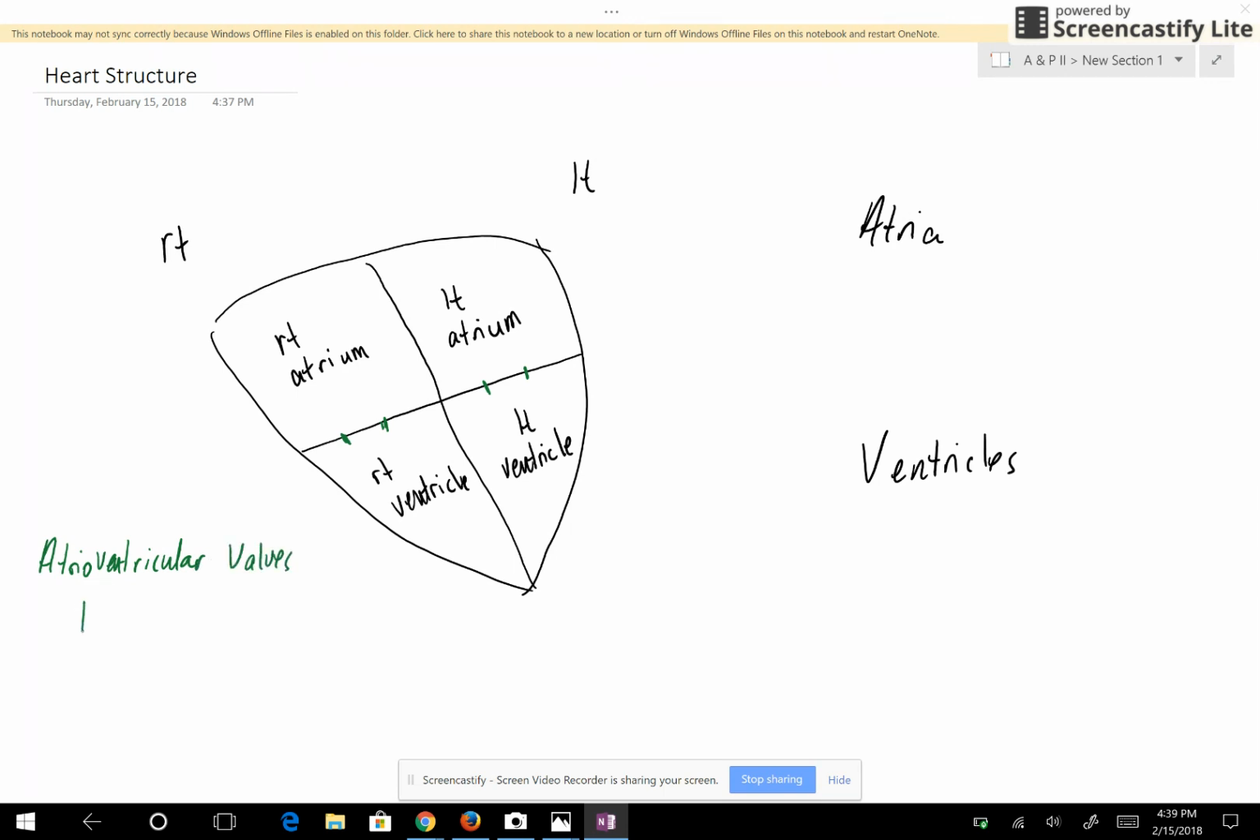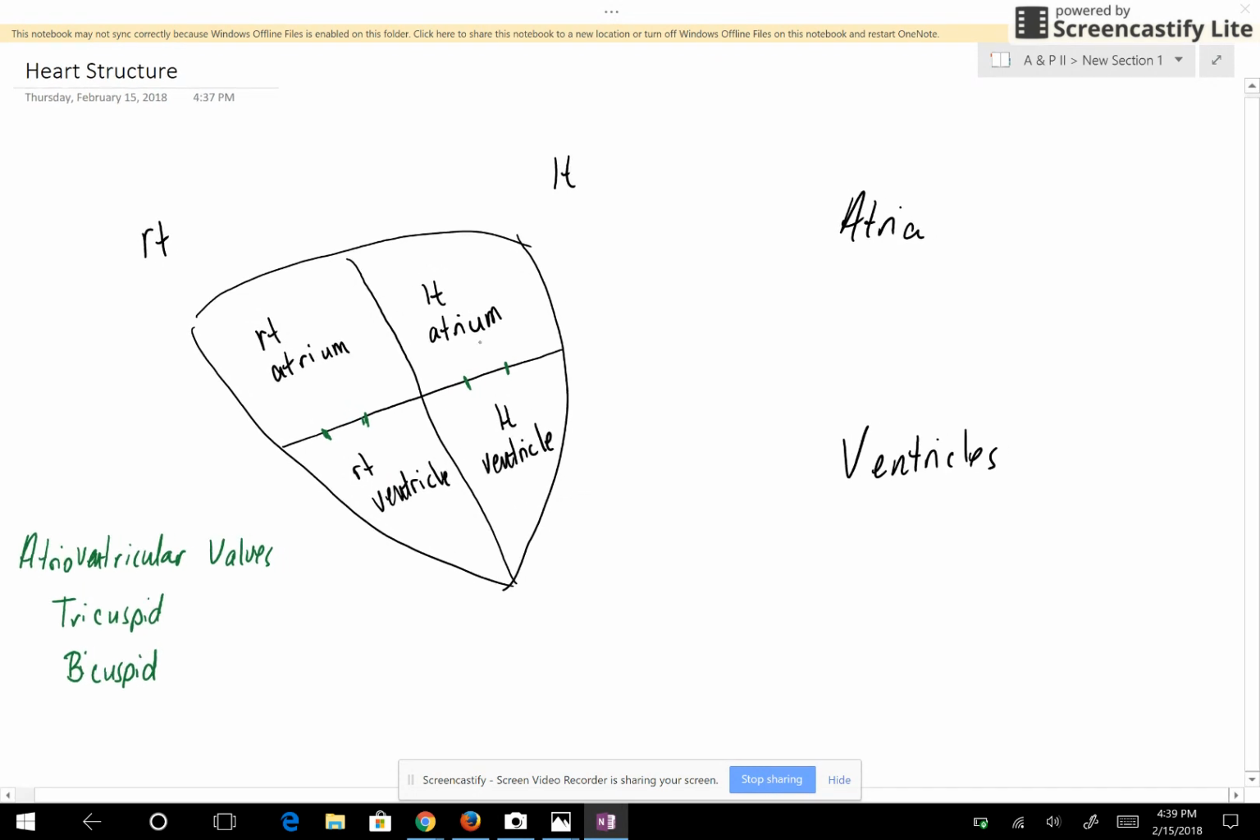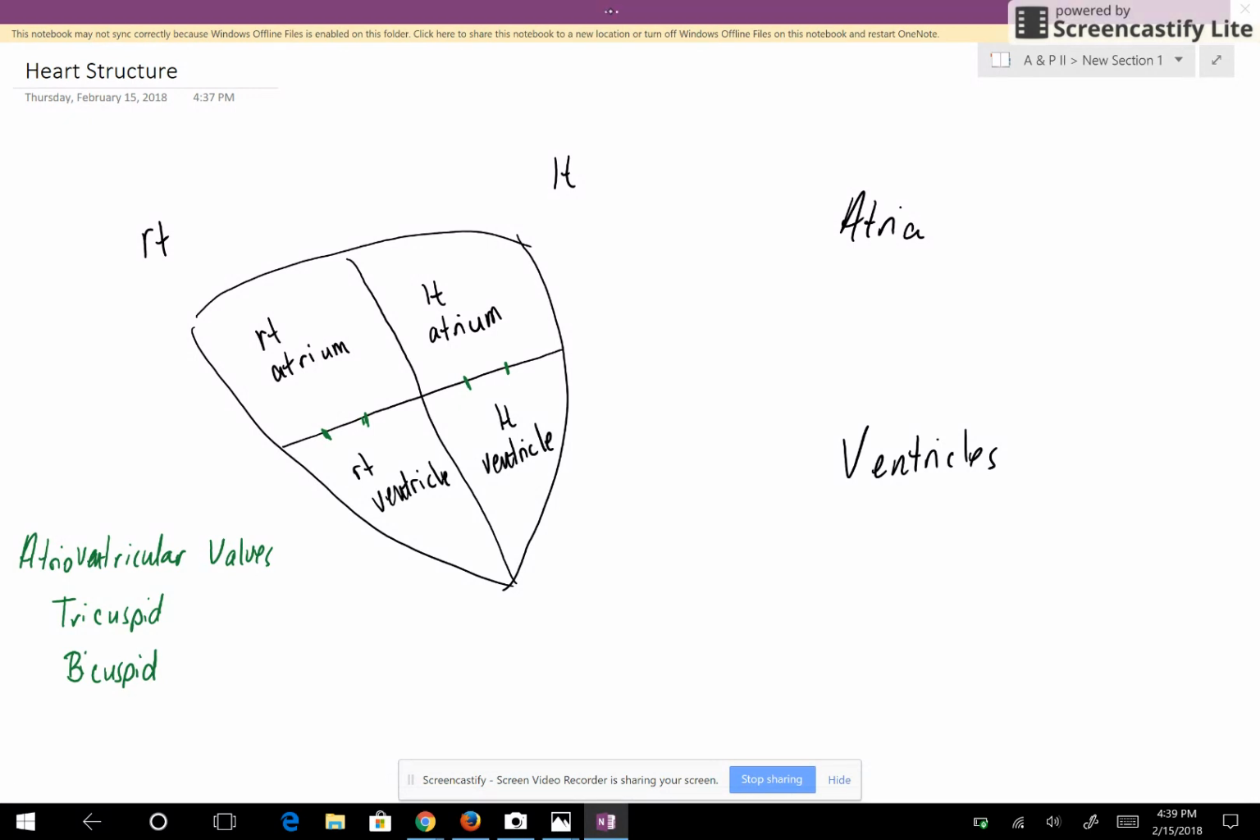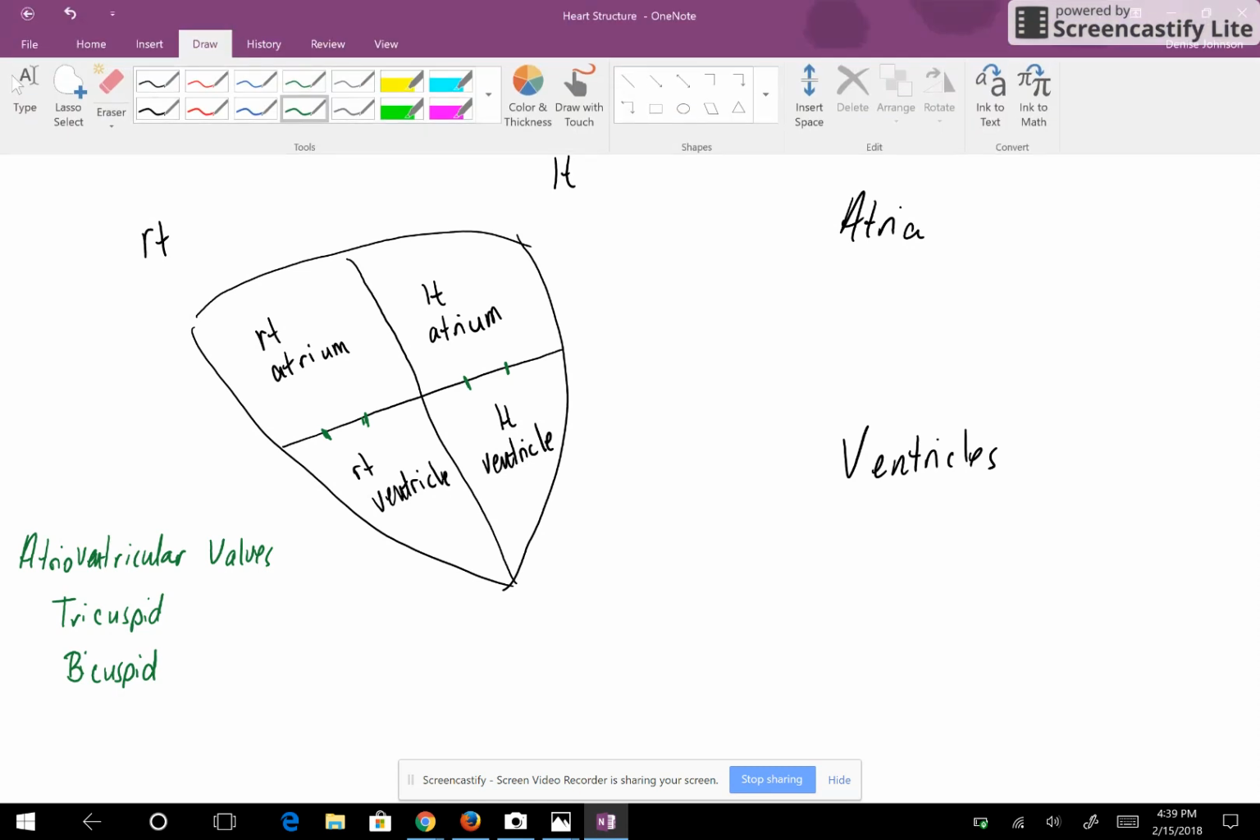They are the tricuspid valve and the bicuspid valve. These are going to prevent backflow, so they're going to prevent blood going from the right ventricle into the right atrium, and blood going from the left ventricle into the left atrium. We have another set of valves, but first we need to draw the blood vessels that they're based from.